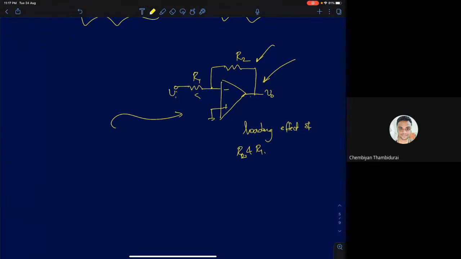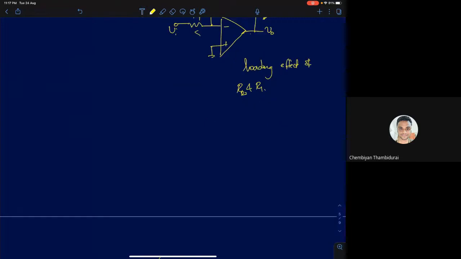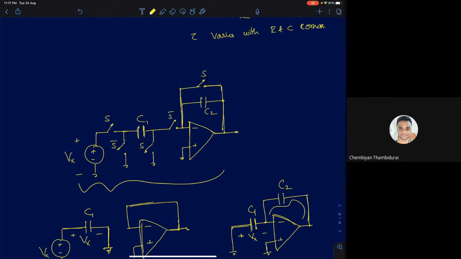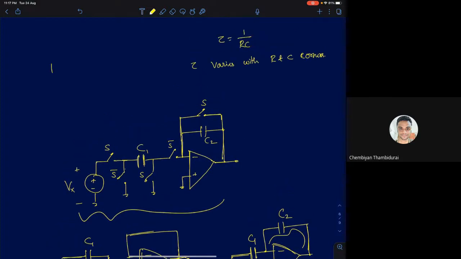So now we'll see if there is a way of building an inverting or a non-inverting amplifier using a switched capacitor circuit. Let's look at a circuit which is shown here. The switch arrangements look a little bit complicated. I probably made it a little bit complicated, but I'll simplify this. So we just have one capacitor.